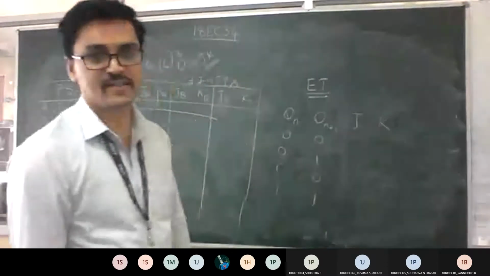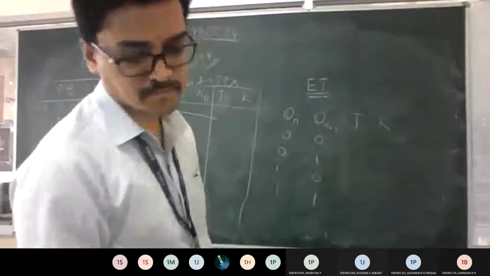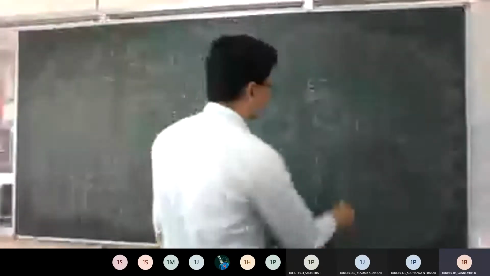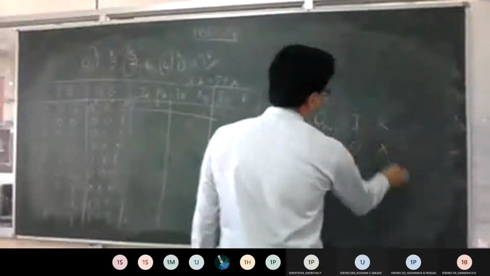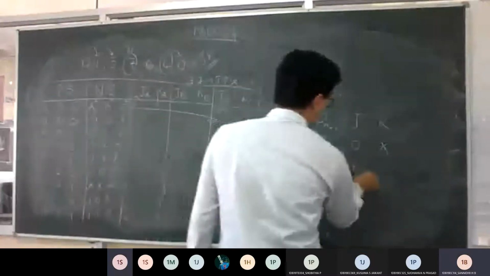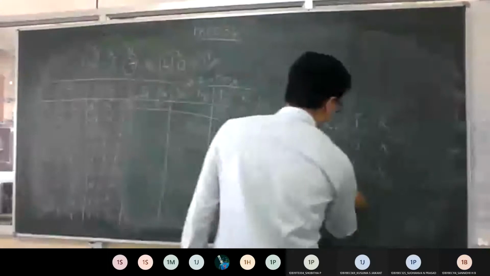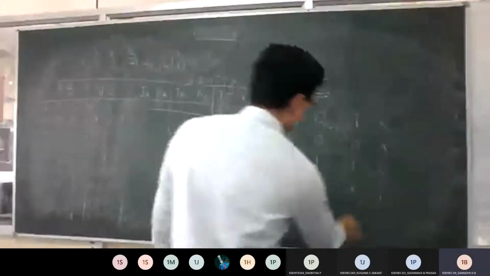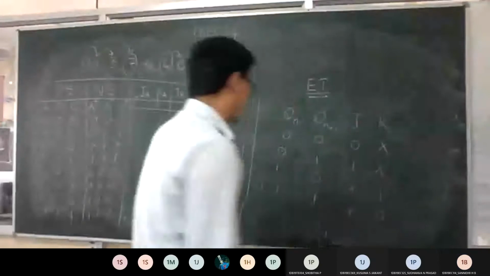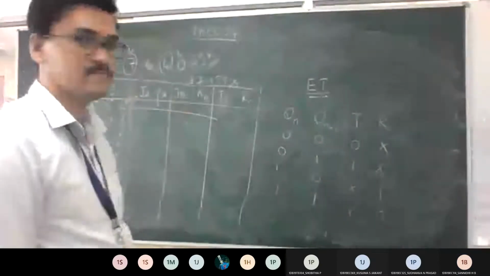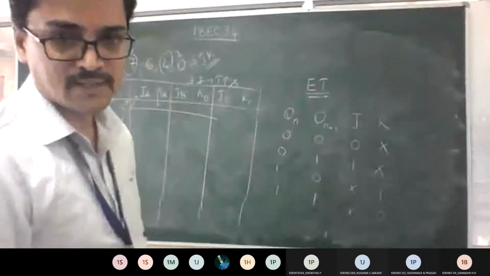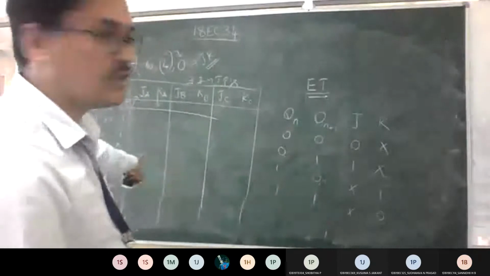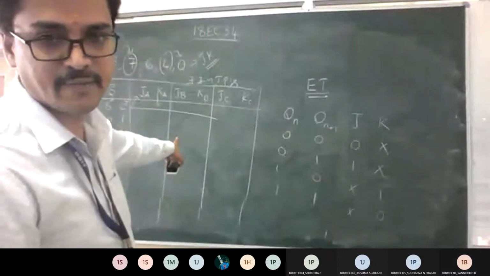So what was the sequence for 0, 0? 0, don't care. 0 and don't care condition. Good. Next, 1, don't care. Good. Next, don't care, 1. Good. Last one, don't care, 0. So I hope everyone remembers this excitation table. See, if you know this, then only you can fill this table.